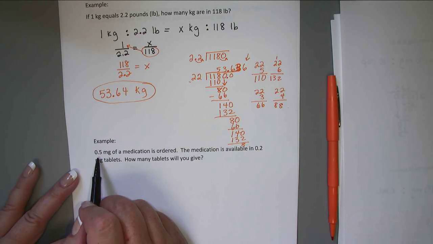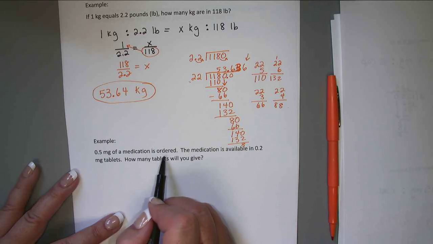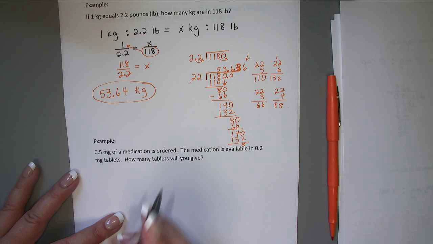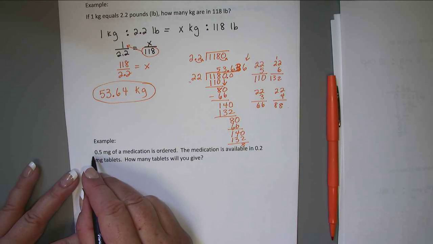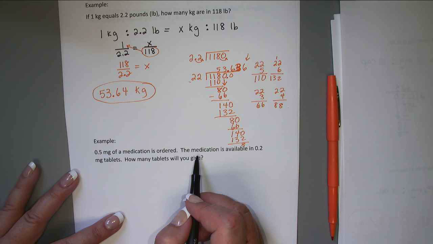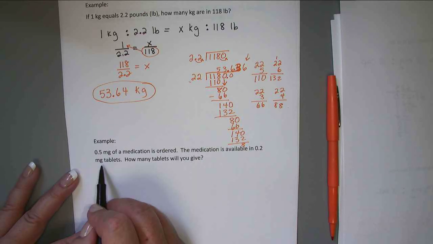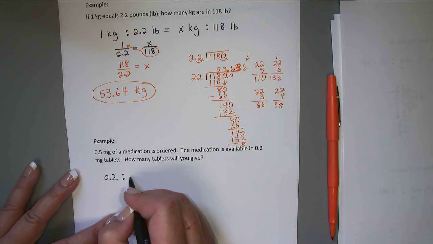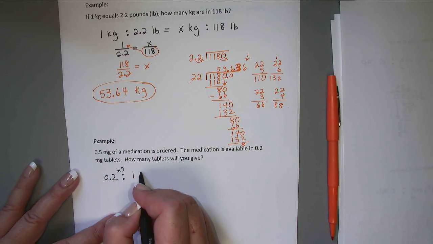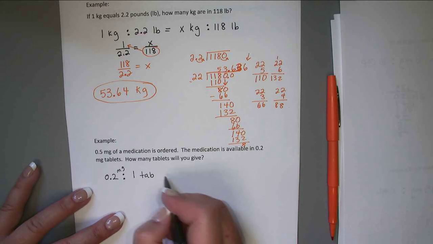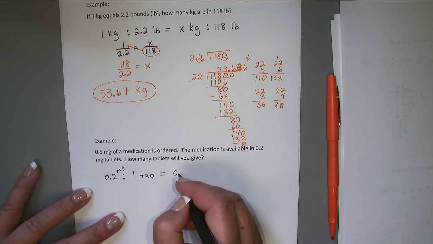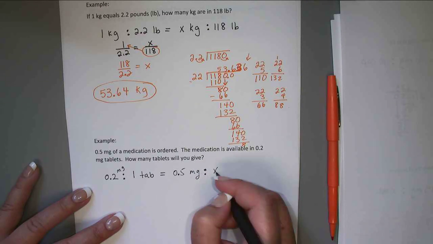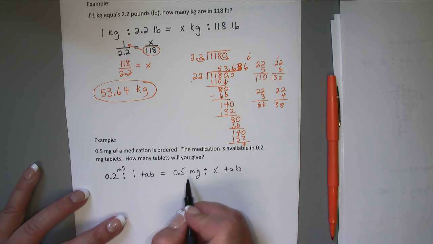Okay, so the next example: 0.5 milligrams of a medication is ordered. The medication is available in 0.2 milligram tablets. How many tablets will you give? So if the medication is 0.2 milligram tablets, that means each tablet is 0.2 milligrams. And we want to know how many tablets to give if we want 0.5 milligrams.